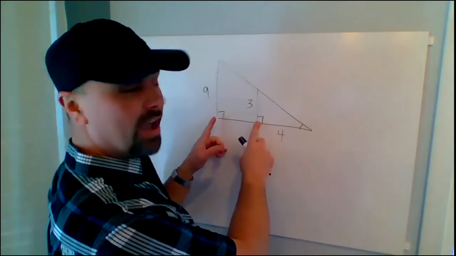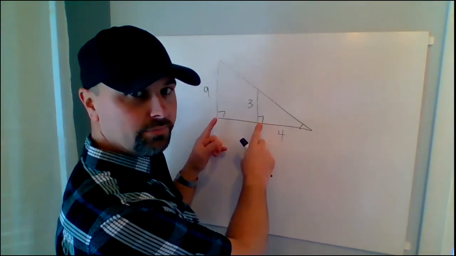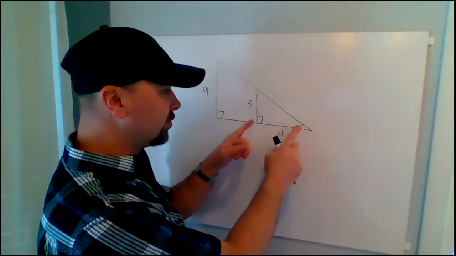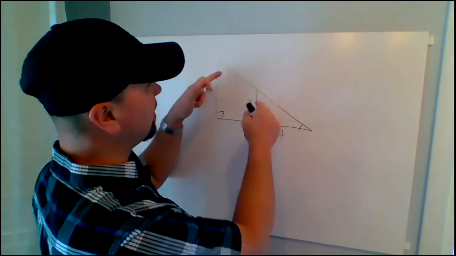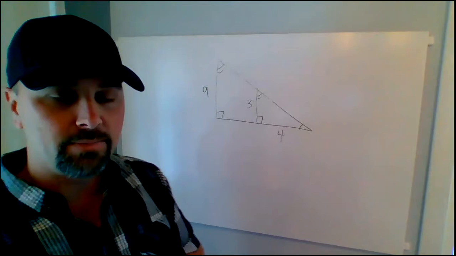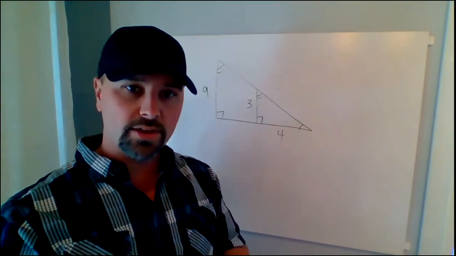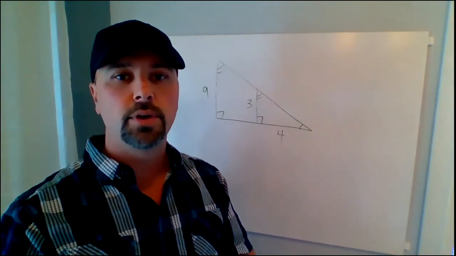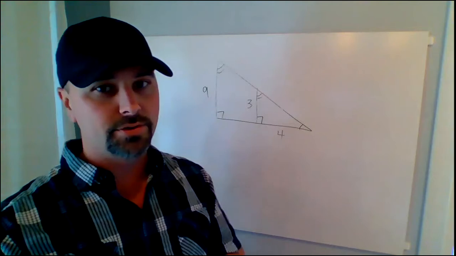We also know they both have a 90-degree angle. Therefore, they both have two of the same angles, which means this third angle has to be the same. So the question, are they similar, the answer is yes, they are similar. They have the three same angles.